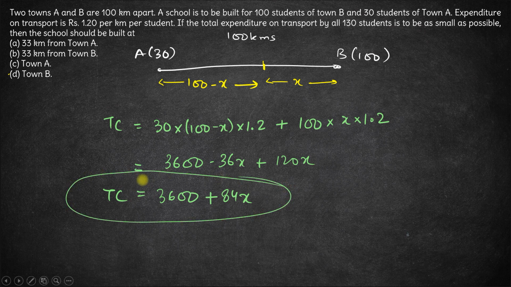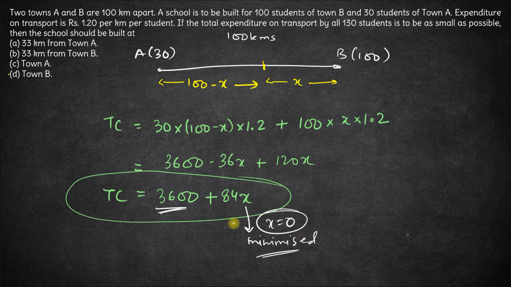Now if this is the total cost, how can you minimize it? 3600 is a constant, this cannot be minimized. To minimize the total cost, 84 into x should be minimized. To minimize 84 into x, x should be minimized, right? Now what is the minimum possible value of x? The minimum possible value of x is 0. It obviously cannot be negative since it's distance. So x has to be 0. That means the school is at a distance of 0 from town B. It effectively means that the school is at town B itself. Hence the answer is option D.